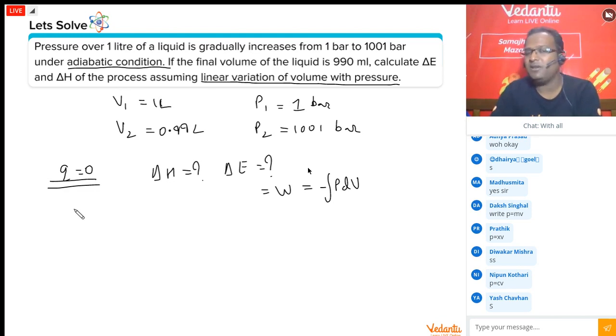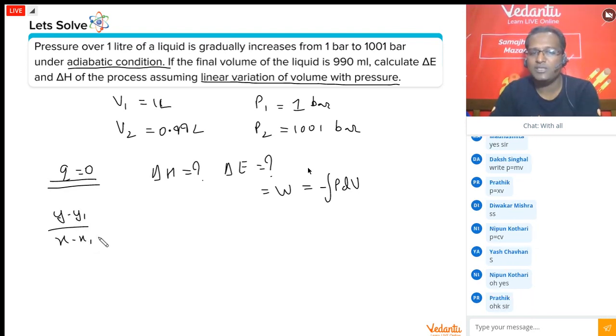Is it given in the question? No. So I will rather write it in general form. Have you seen this equation of a straight line?